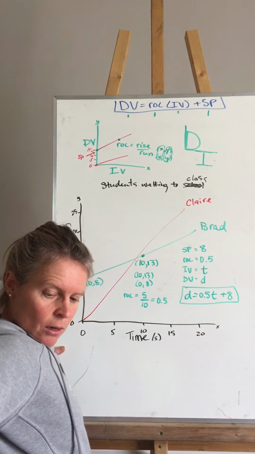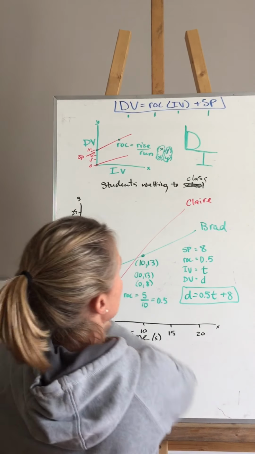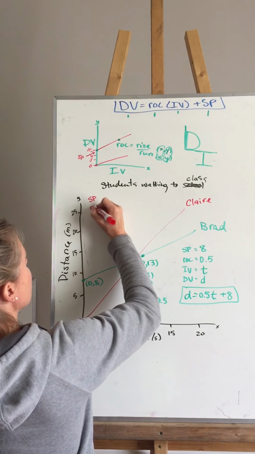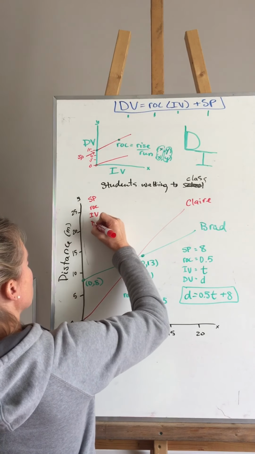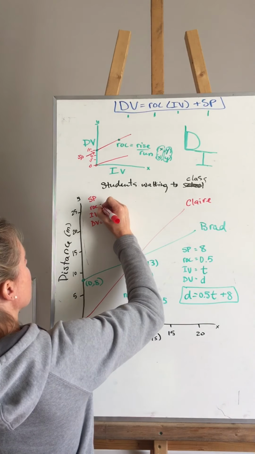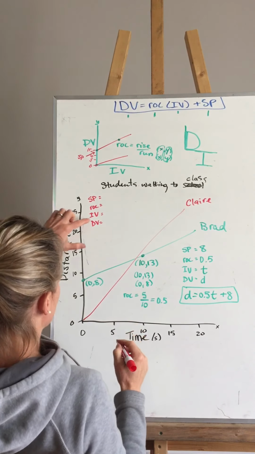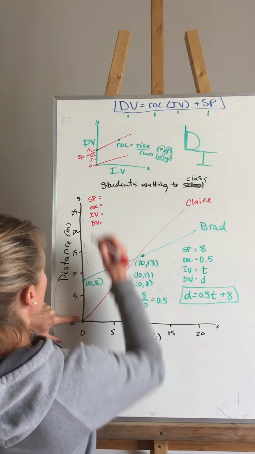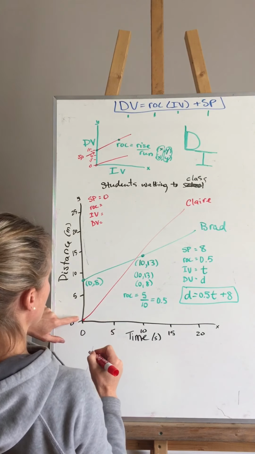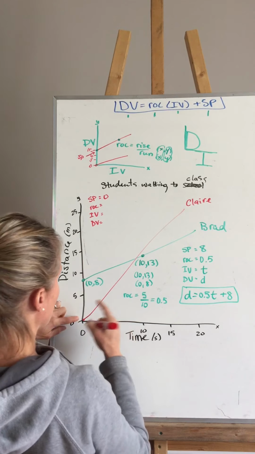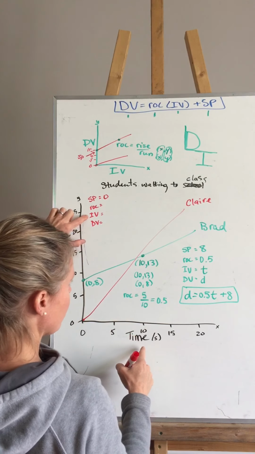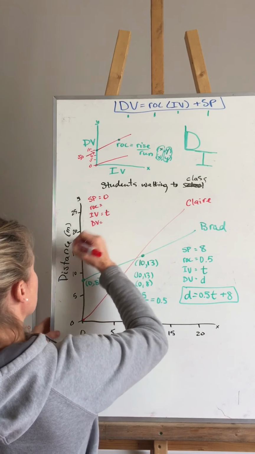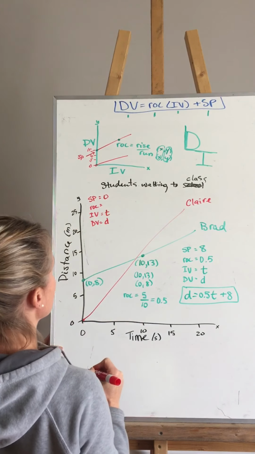Now to do Claire's, so we'll do Claire's over here. So her starting point, rate of change, independent variable, dependent variable. So her starting point, she's starting right here at the origin, which means her starting point is 0. Okay, her rate of change, I'll get back to, but the independent variable is the same as Brad's. The independent variable is time, and the dependent variable is the distance.